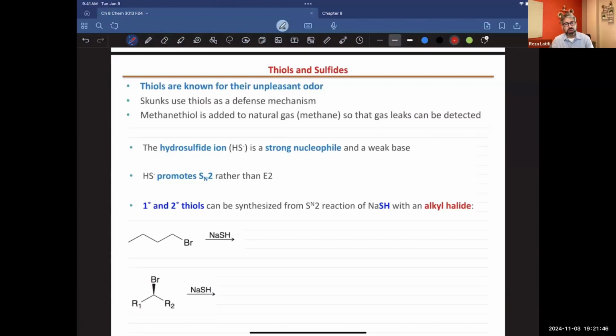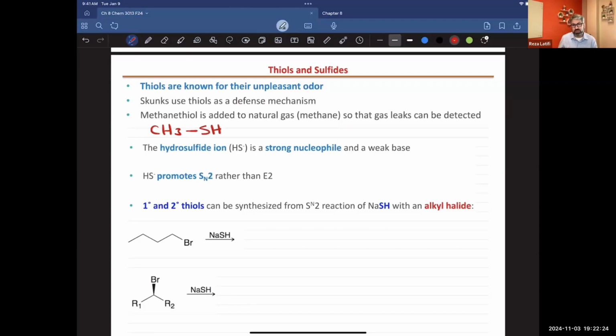We're talking about thiols and sulfides. Thiols, we know they have a really bad smell, and one well-known animal that has a thiol is the skunk. They use it as a defense mechanism. Also, we use the compound CH3SH, methanethiol, and we add it to natural gas so that we can track any leakage.